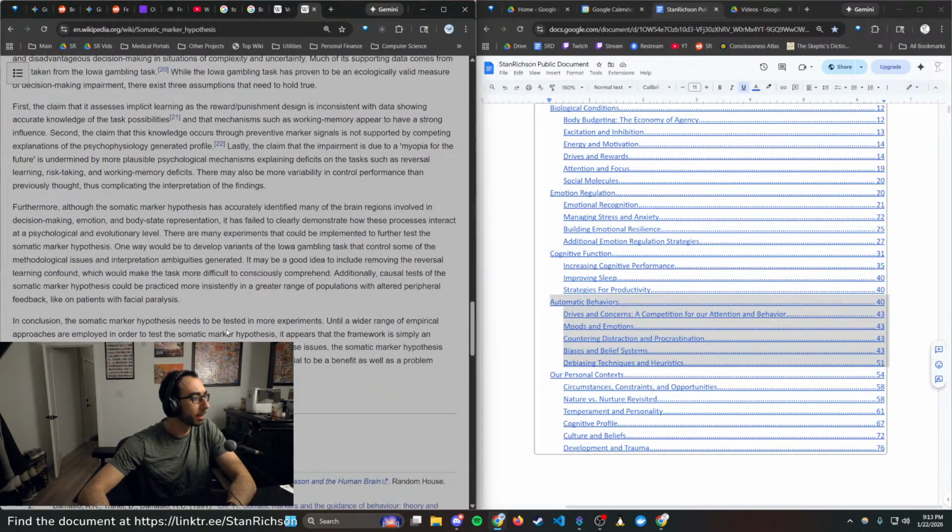What do we get? We got criticism. In conclusion, the somatic marker hypothesis needs to be tested in more experiments until a wider range of empirical approaches are employed in order to test it. It appears that the framework is simply an intriguing idea that is in need of some better supporting evidence. Despite these issues, the somatic marker hypothesis and the Iowa gambling task reestablished the notion that emotion has the potential to be a benefit as well as a problem during the decision-making process in humans.